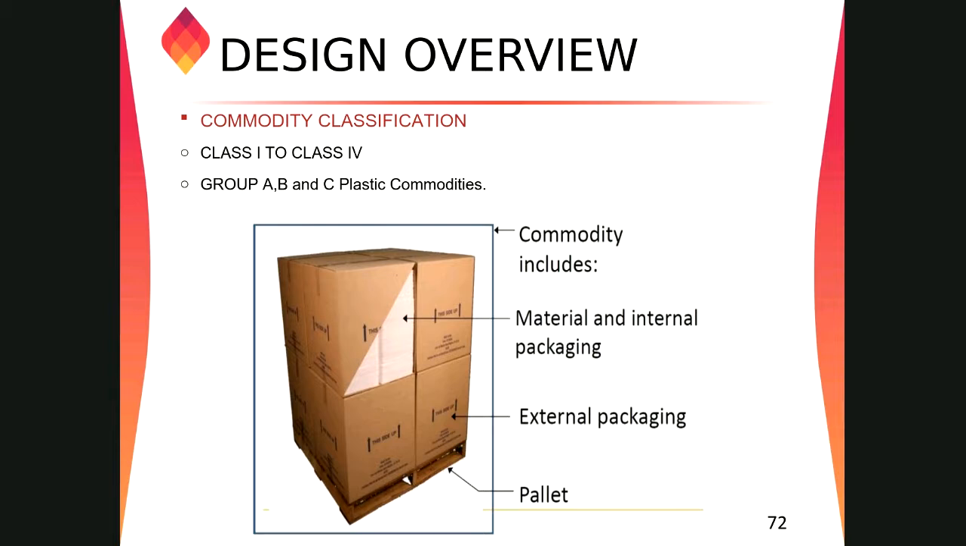Now, commodity classification has different classification requirements of class 1, class 2, class 3, and class 4, and then we have group A, B, and C plastics. Group A plastic is the product which has a much higher heat release rate. So what is the requirement for commodities classification, right? Why do we focus so much on these topics?